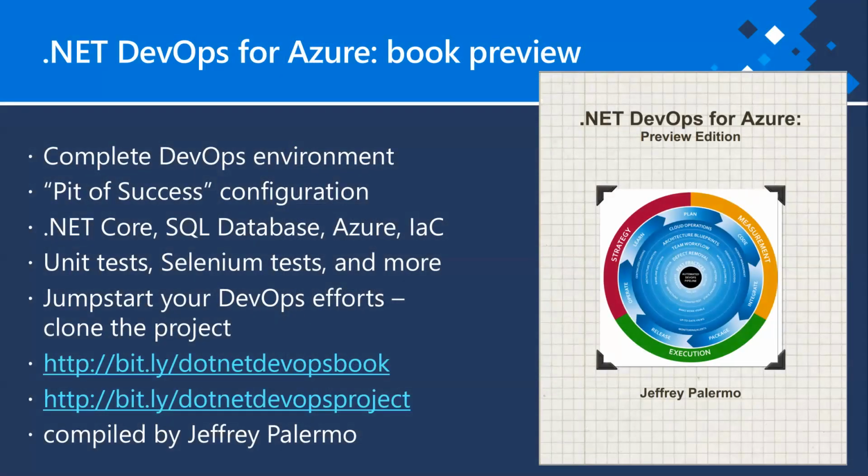All right, so that was a whirlwind tour through the book. And again, you can go to bit.ly/.NET DevOps book or .NET DevOps project. The .NET DevOps project is an actual public Azure DevOps Services project that you can comb through the continuous integration setup and you can see the deployments. It literally is the project that was used to illustrate the topics in the book.